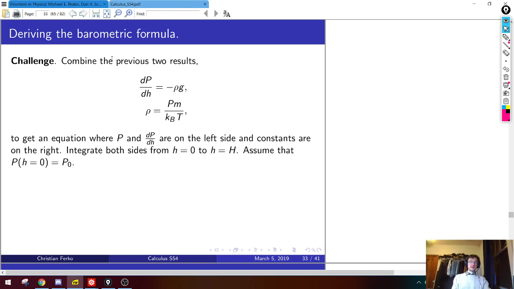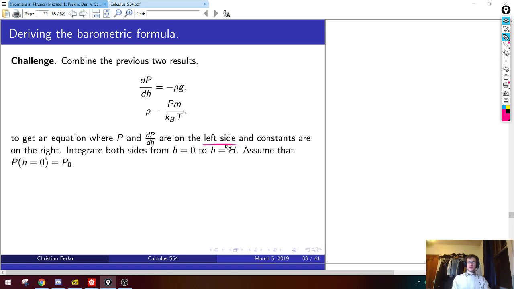Okay, so that's nice. Now another challenge for you. Before, on the first part of this section, we got this equation: the derivative of P is minus rho G. Then you just told me rho is PM over KBT, or RT. Now combine those two equations, move all of the P's and dP/dH to the left-hand side so the right side is just constants, and then integrate both sides with respect to h, from 0 to capital H, to get the answer.